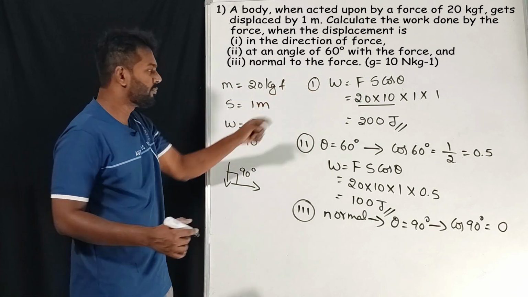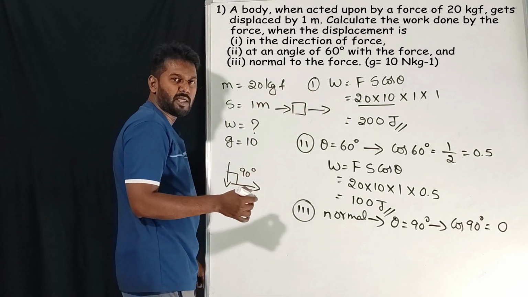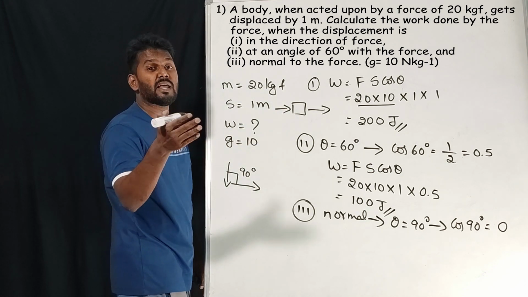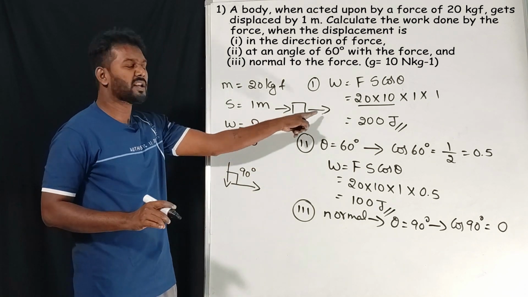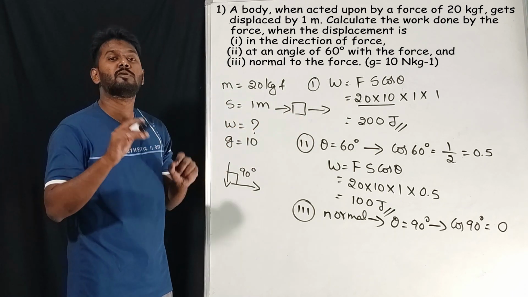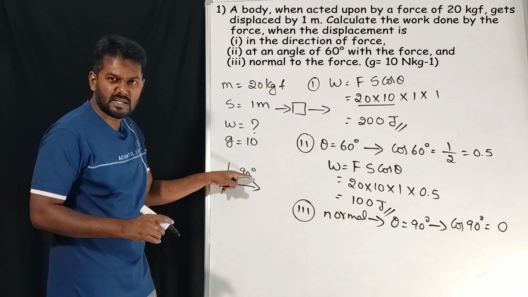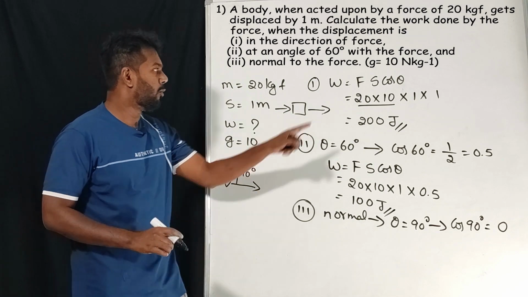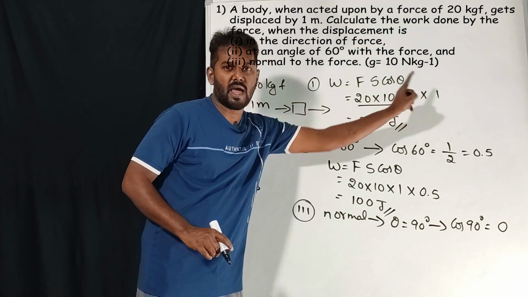So in the first question, the object is moving in the same direction. I am applying force in this direction. See the question, the displacement is in the direction of force. If both are in the same direction, the angle will be 0, correct? Here there is an angle that is 90 degrees. Here, if both are in the same direction, the angle will be 0. What is cos 0? Cos 0 is equal to 1. That is why here I have written 1.